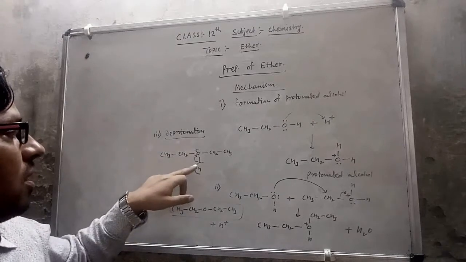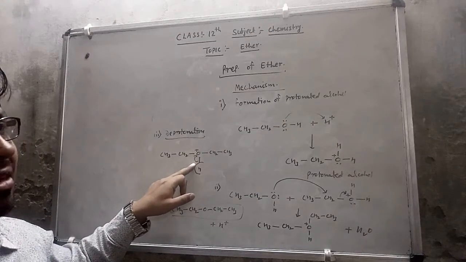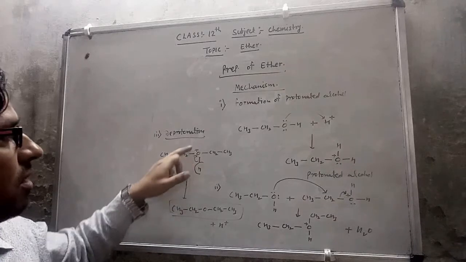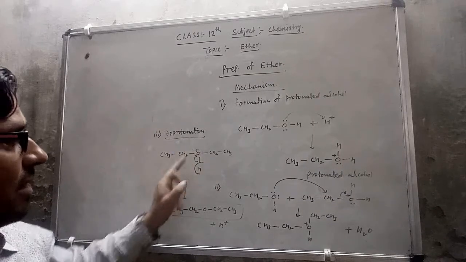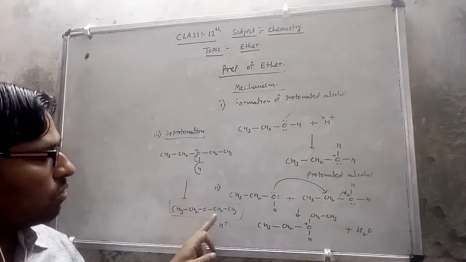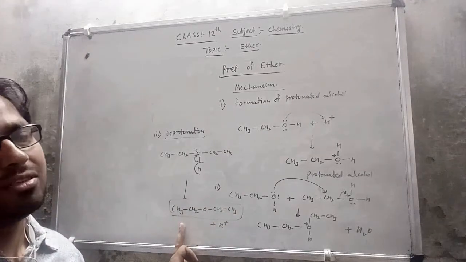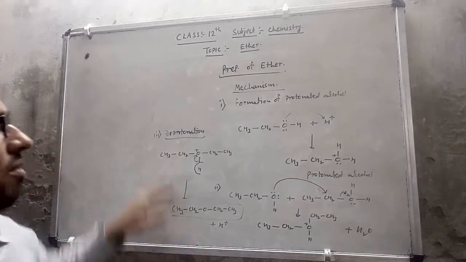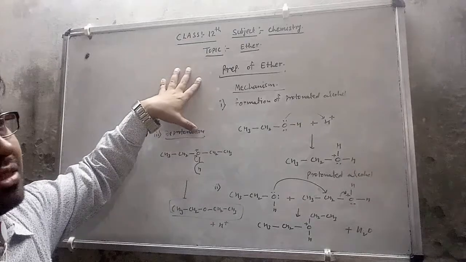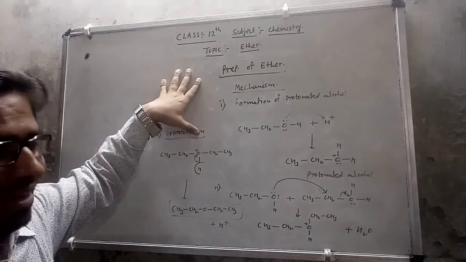The bond between oxygen and hydrogen is split up, and the electrons present in the bond are given to the oxygen. The positive charge is neutralized and a hydrogen ion is released. So we are getting the product CH3CH2OCH2CH3. This is ethoxyethane, or I can say this is the ether. This is a very important method. Its mechanism they can also ask in the exam, so please see it carefully.